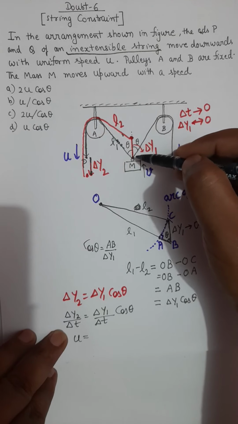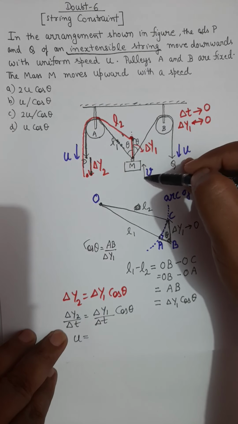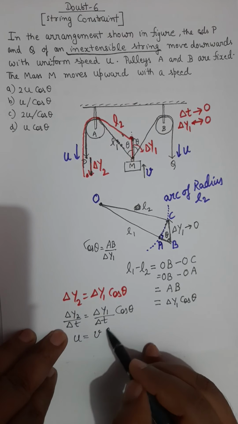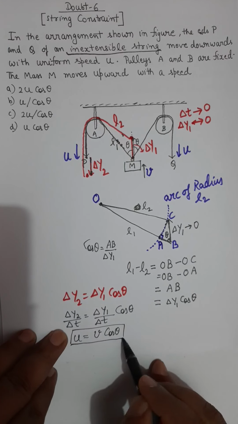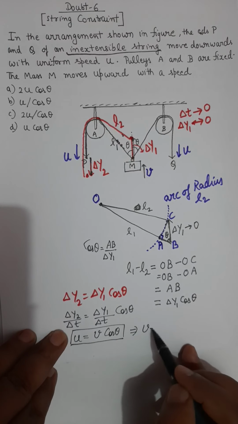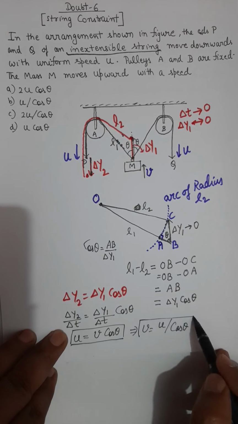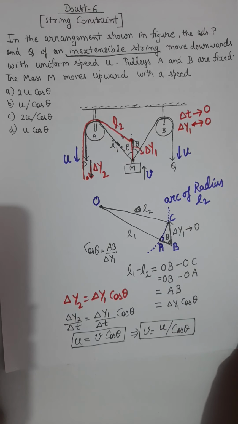Delta y1 is the distance which is moved by capital M mass, which is traveling with speed v. So this distance by time should be v, and cosine theta. So this is the concept that u should be equals to v cos theta, and therefore v equals to u divided by cosine theta, and that's the perfect descriptive approach to solve this question.